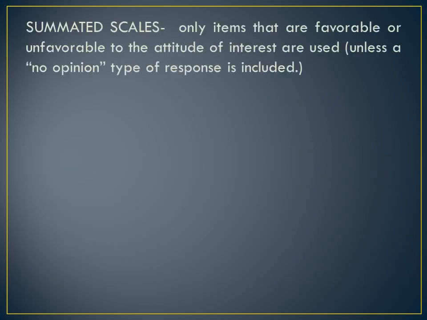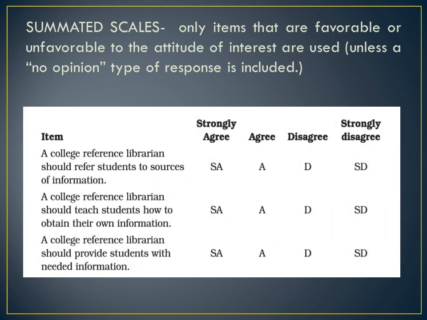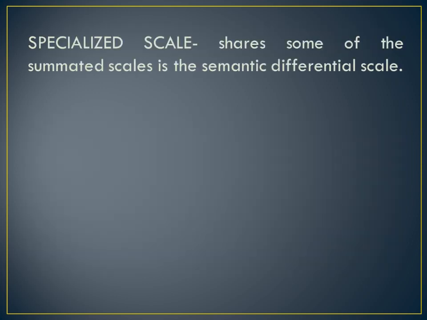Next are the summative scales. Only items that are favorable or unfavorable to the attitude of interest are used, unless a no opinion type of response is included. Here are the examples. Last is the specialized scale. Sharing some of the features of the summative scales is the semantic differential scale. Here is the example.